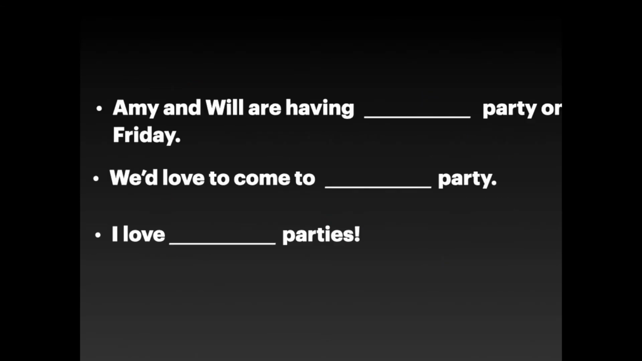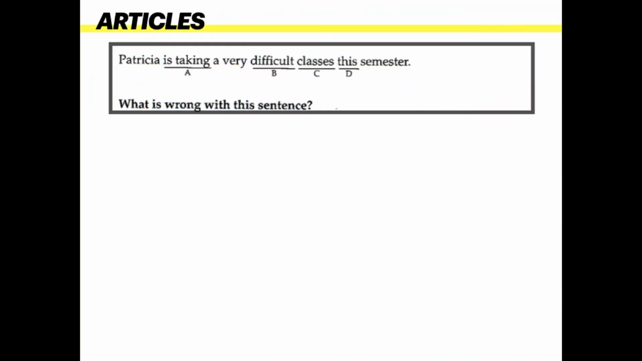So I'm going to show you another example. Amy and Will are having a party on Friday. Yes, ellos van a tener una fiesta. We'd love to come to the party. Now it's specific because now I know about the party. Yes. And finally, I love parties. Nothing. I love parties in general. Yes. Me encantan las fiestas en general. So we don't need an article. It's not specifically, okay? So how do you use this in the TOEFL test?